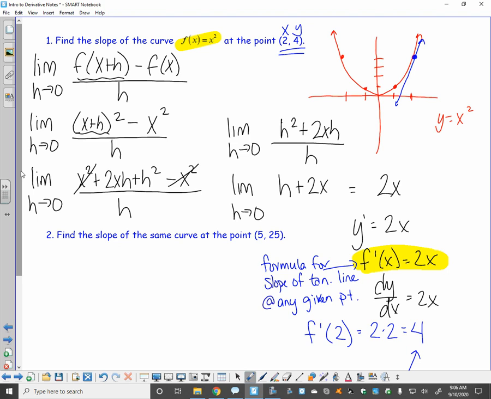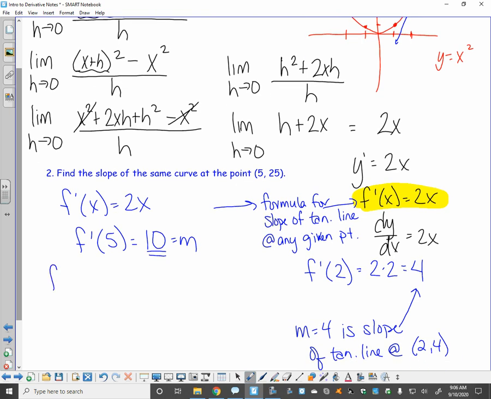Okay. Number 2 says find the slope of the same curve at the point 5, 25. Well, guys, you've already found the formula. You already know that f prime of x equals 2x. I now want to find f prime of 5. We'll plug 5 in. You get a 10. So 10 is the slope of the curve y equals x squared at the point 5, 25.